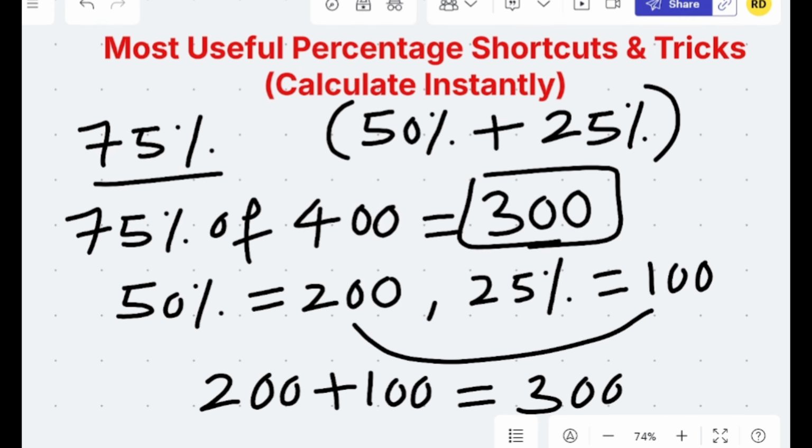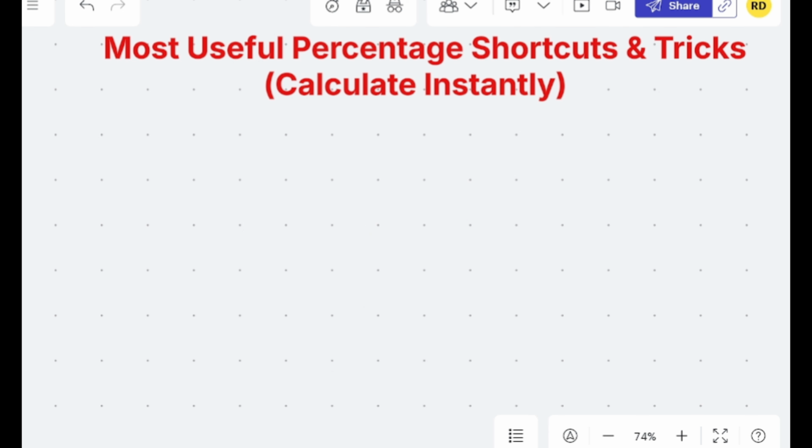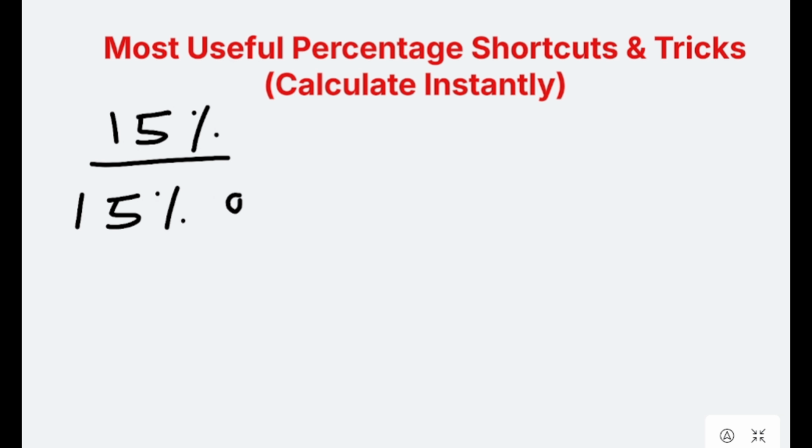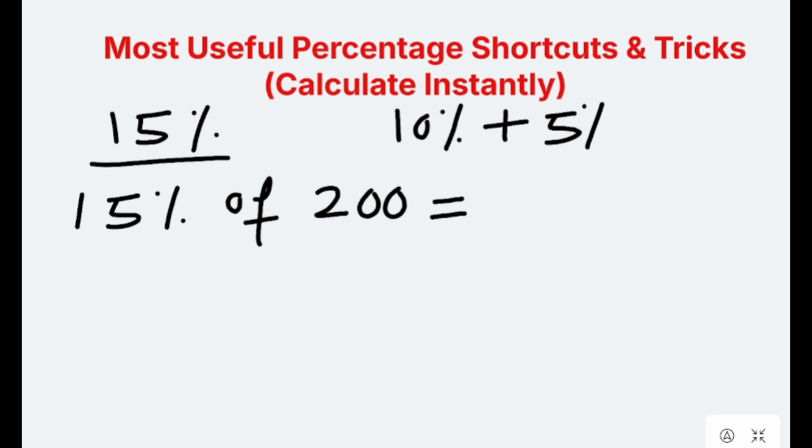Alright, now let's see the next trick. The next trick is finding 15%. How do you find 15% of any number? For example, let's take an example question. What is 15% of 200? What is the answer for this question? To find 15%, the trick here is first find 10% and then find 5% and add both. So 10 plus 5.